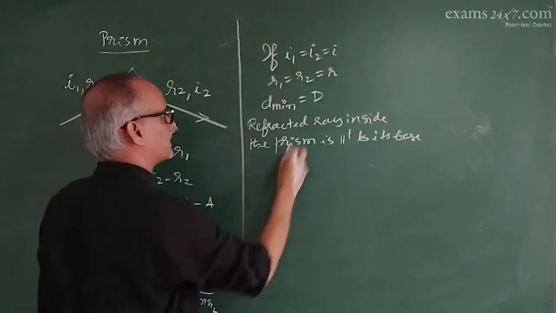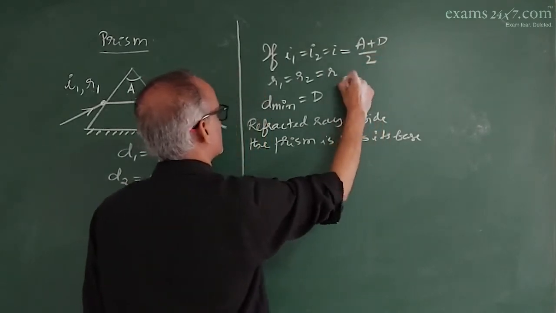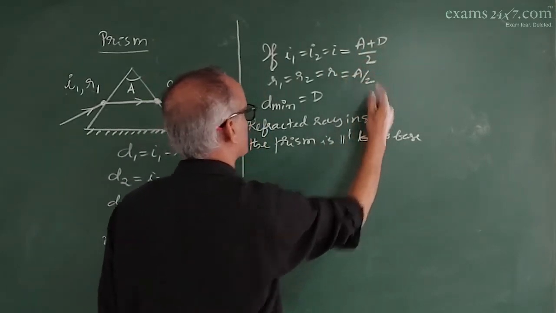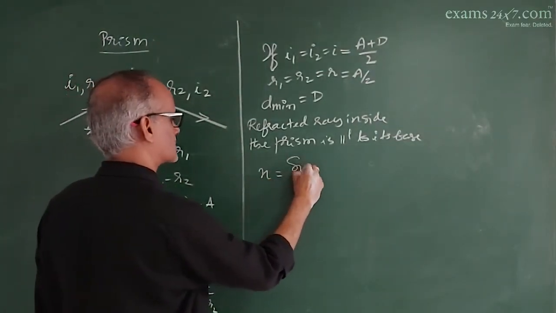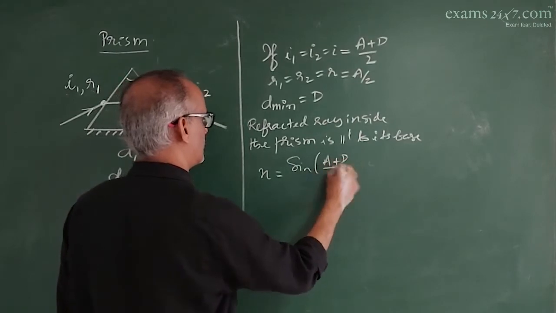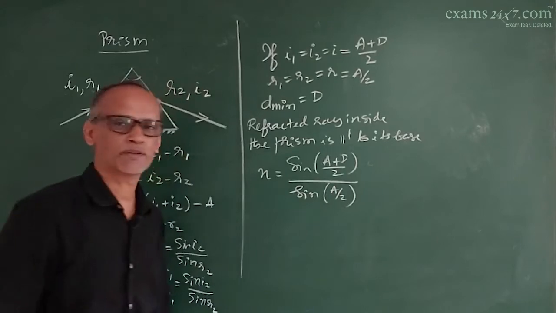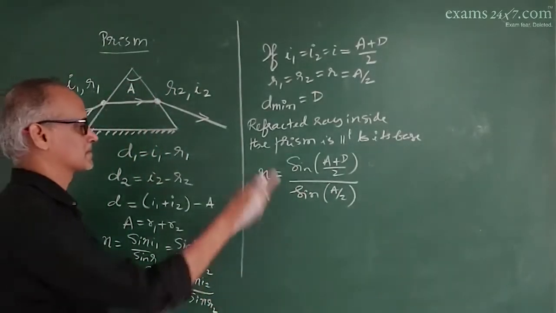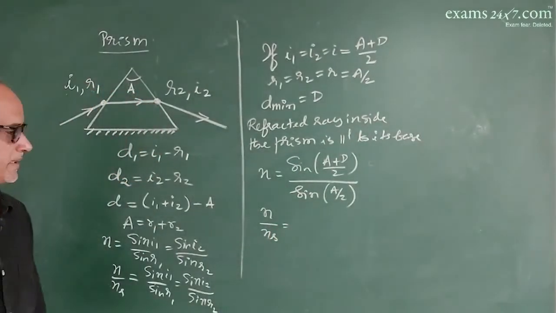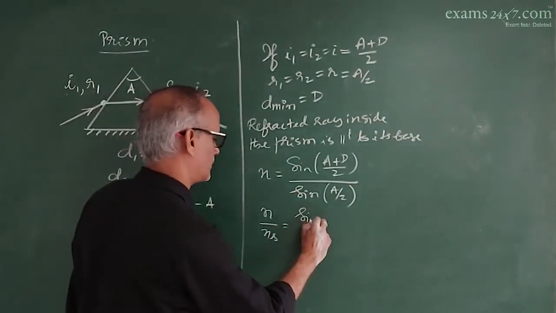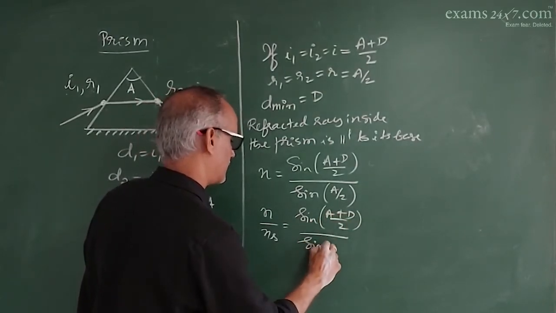And when they are equal, we can find the value of this I to be equal to A plus D by 2 and this R to be equal to A by 2. And based on that, we get a new formula for n, which is n is equal to sine of A plus D by 2 divided by sine A by 2, which is also called as the prism formula. If the prism is immersed in a medium having refractive index ns, then n by ns is equal to sine of A plus D by 2 by sine A by 2.